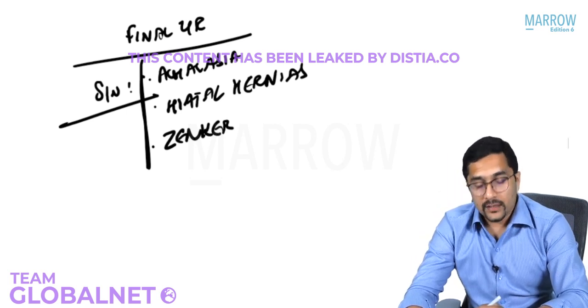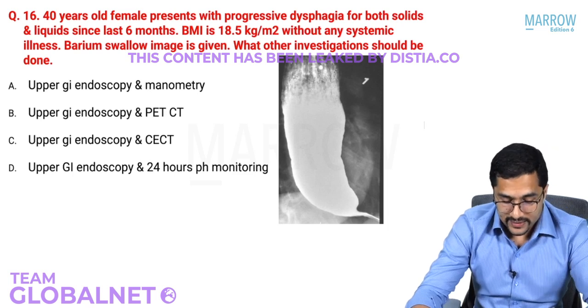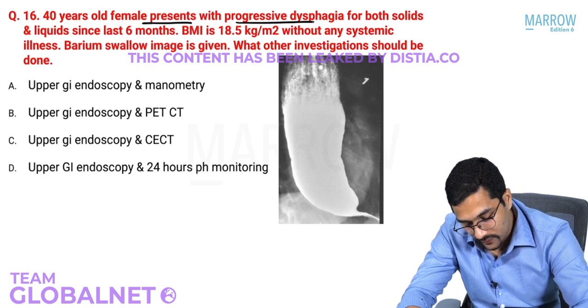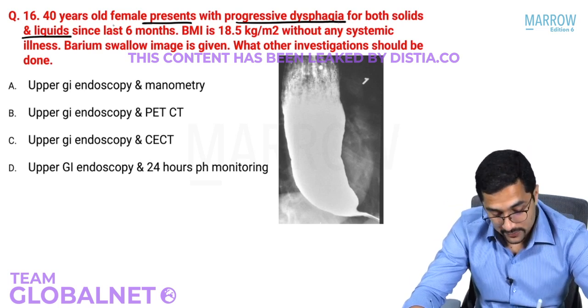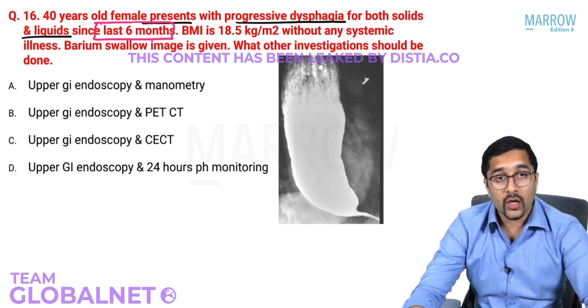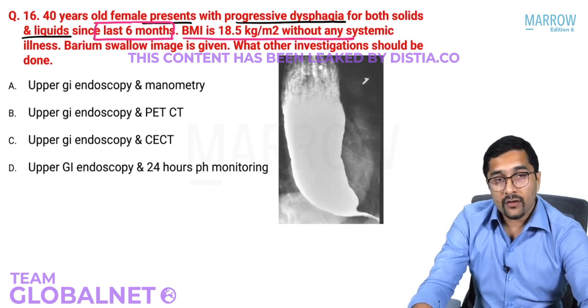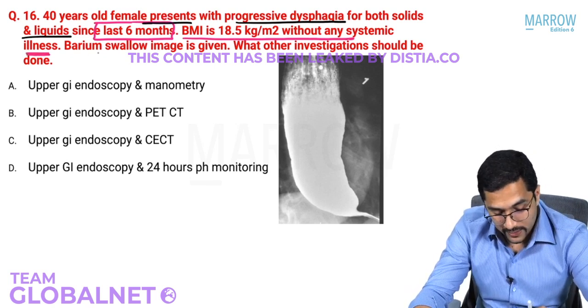Let's quickly talk about certain MCQs from this module. This was asked in the INI CET exam. You had a 40-year-old female who comes with progressive dysphagia to both solids and liquids since the last 6 months. So you have dysphagia to both solids and liquids. The BMI is 18.5 without any systemic illness. So low BMI is there.